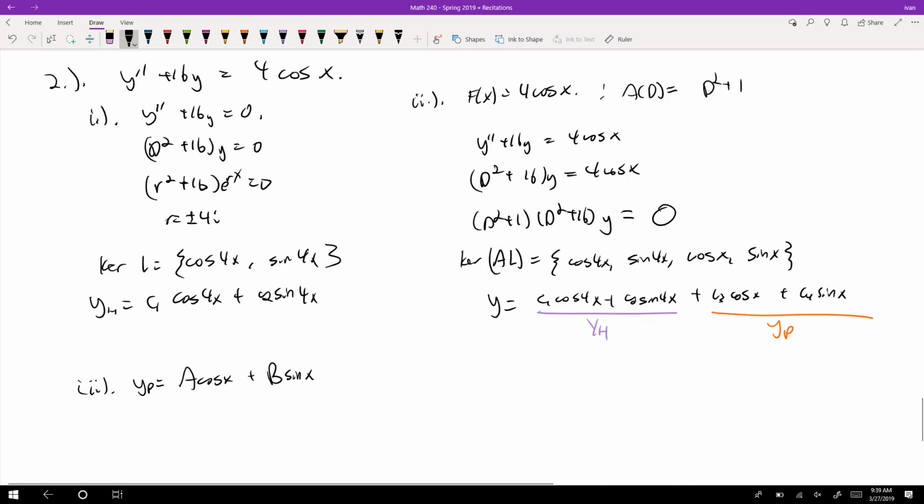Okay, so that's your y_p, and remember, we're trying to solve y double prime plus 16y is equal to 4 cosine x. So what do I need to do? I need to find y double prime. So let's take derivatives. y_p prime is equal to negative a sine x plus b cosine x. And y_p double prime is equal to negative a cosine x minus b sine x.